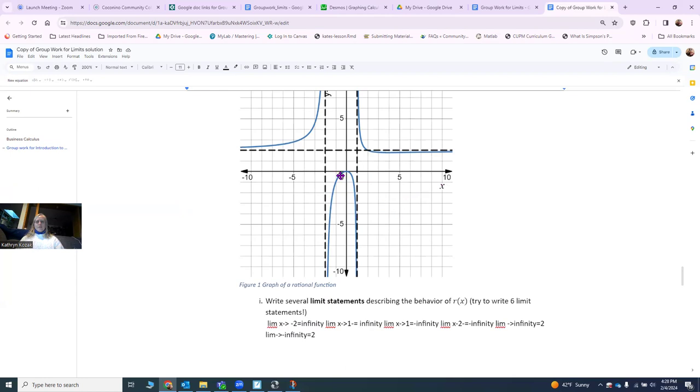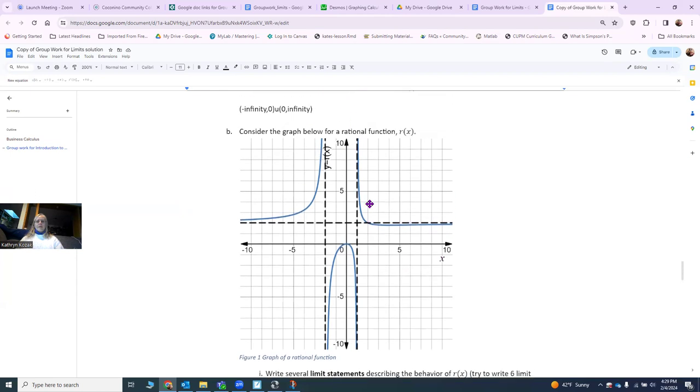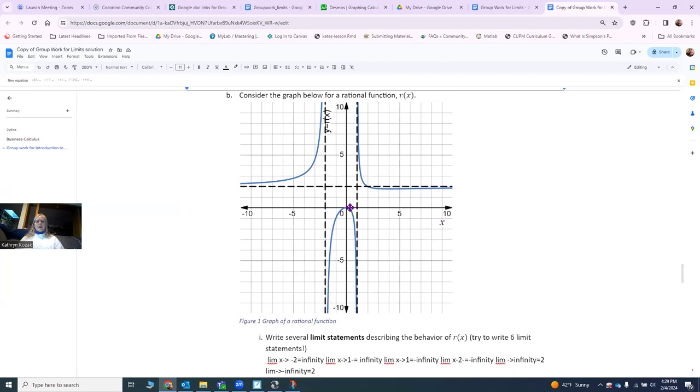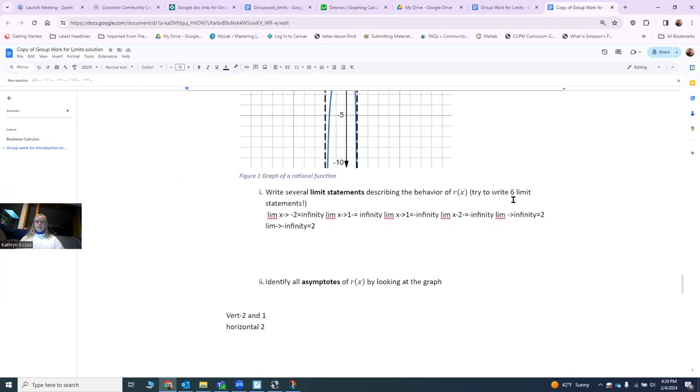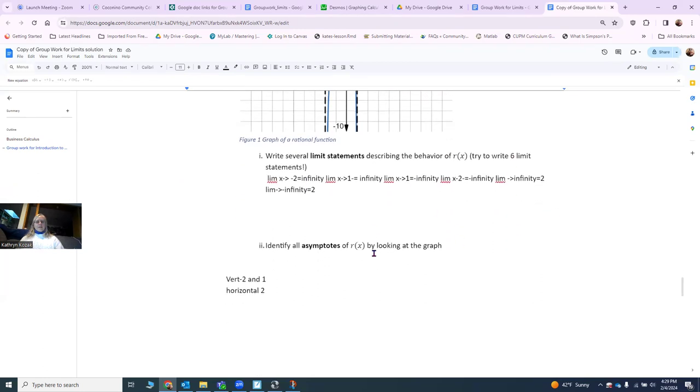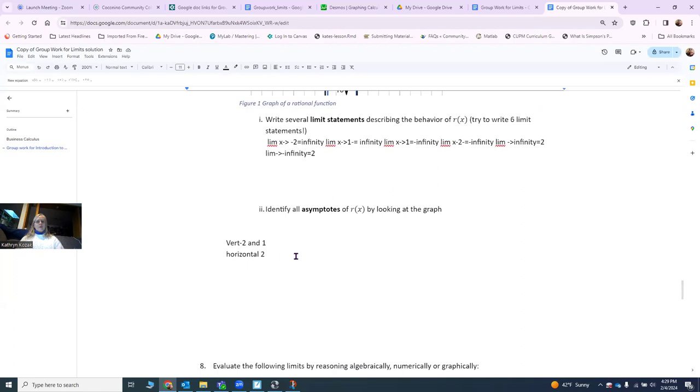As we head to positive 1 from the right, again, as I'm following this line along, I'm going to keep heading up to positive infinity. If I follow this line along heading towards 1 from the left, I head down to negative infinity. If I come down this graph and head off to positive infinity, I head towards the number 2. And as I head to negative infinity along this graph, I'm also heading to y equals 2. So I get those different limiting behaviors, and that gives me my vertical and horizontal asymptotes.